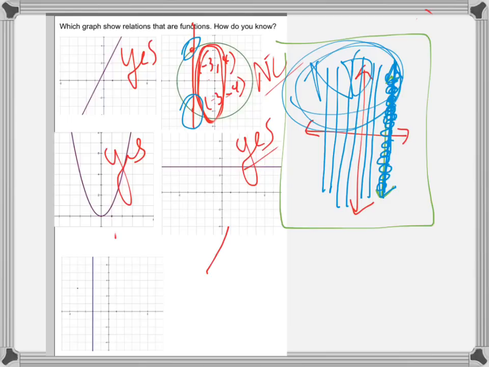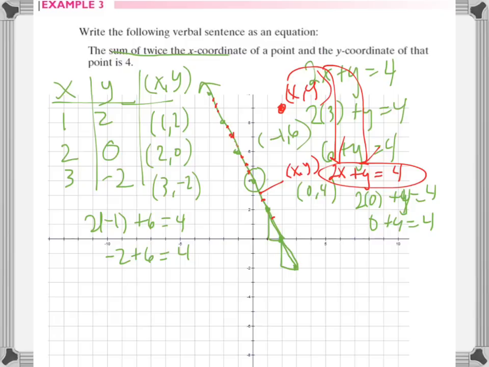Okay? So that's the end of the lesson for today. You learned how to look at a graph and tell whether or not it's a function. And you also learned how to take an equation and graph the solutions to the equation and then looking at the line and comparing it to other lines.